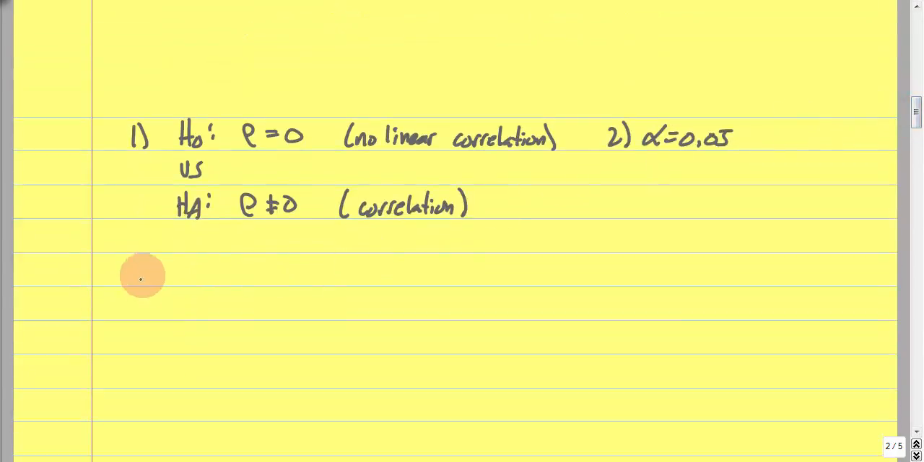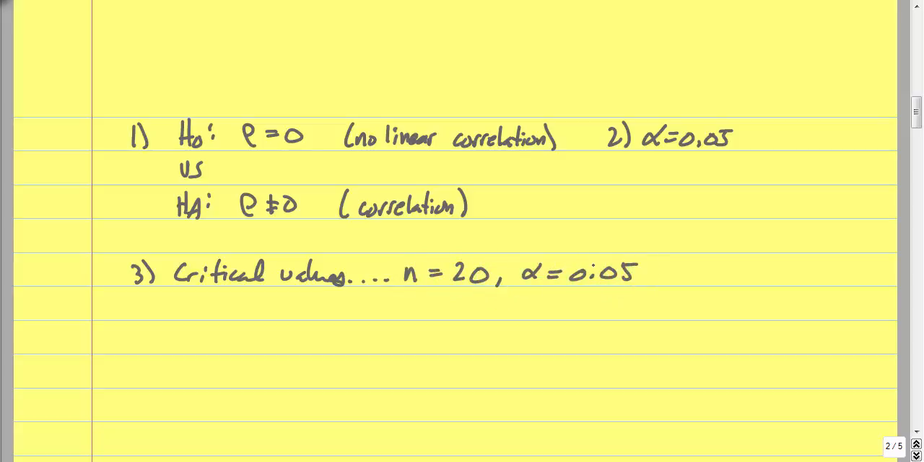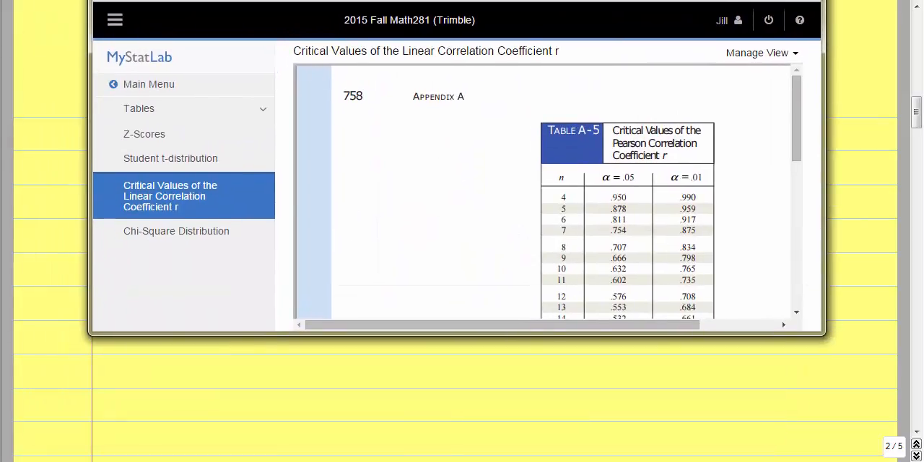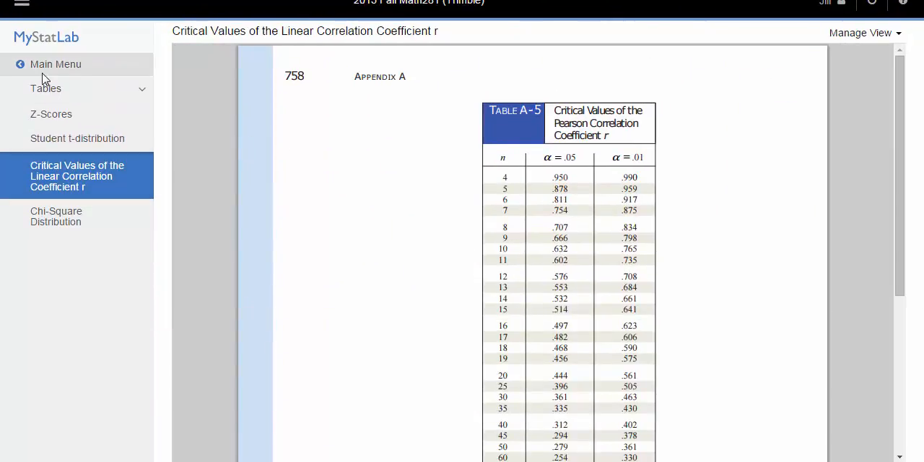Because we don't have raw data, let's go ahead and look at critical values. Now remember, for our critical values, I need two pieces of information. I need to know my sample size, which was 20 pairs, and my level of significance, which is 0.05. Now this sheet for these correlation coefficients can be found in MyMathLab, and I've also given you one in class by now probably.